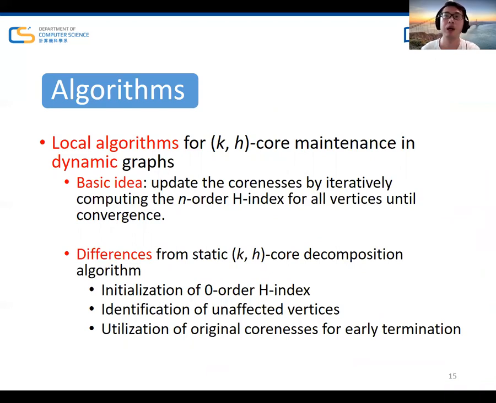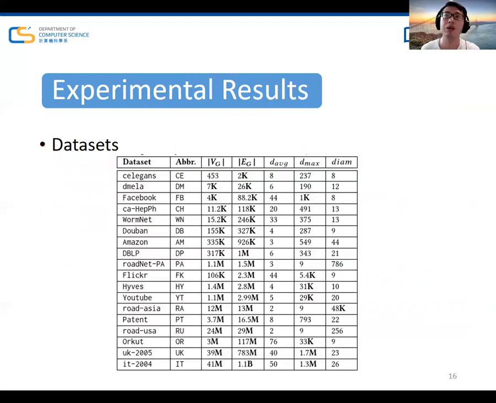Here, we want to highlight 3 differences from the static (k,h)-core decomposition algorithm. First, the initialization of the zero-order h-index is different. Second, we try to identify unaffected vertices to avoid n-order h-index computation. Third, we utilize original coreness for early termination. For details of the algorithms, please refer to our paper. Next, we present experimental results. We conduct experiments to evaluate the efficiency of our proposed algorithms.